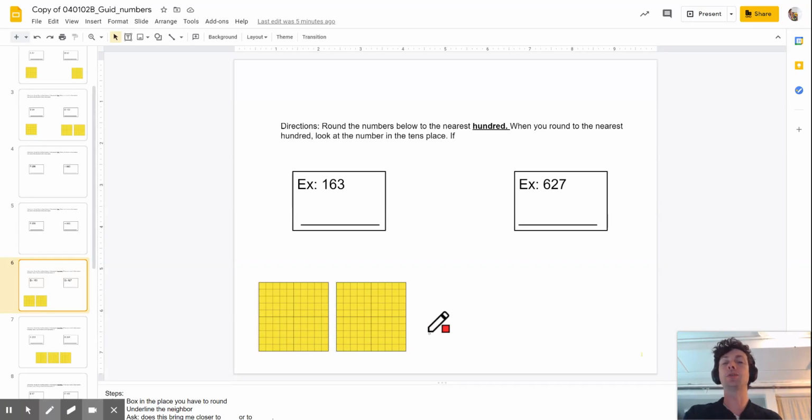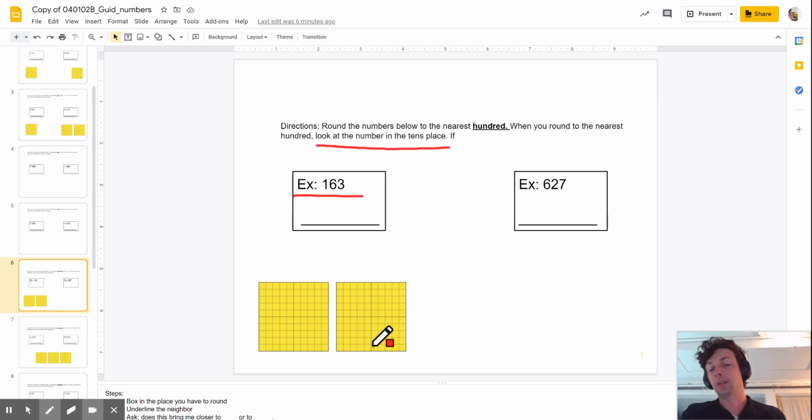All right, hi everybody. So we are now going to continue rounding, but instead of rounding to the tens, we're going to round to the hundred spot. When you round to the nearest hundred, you look at the number in the tens place. Right. So let's do our first example, 163.